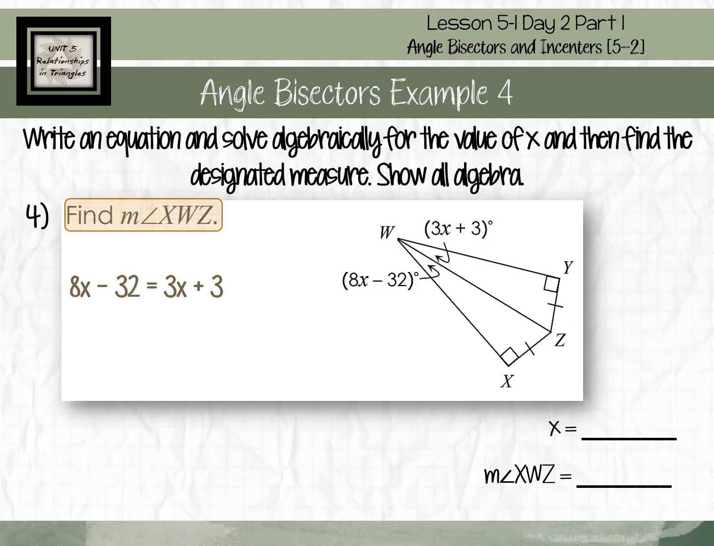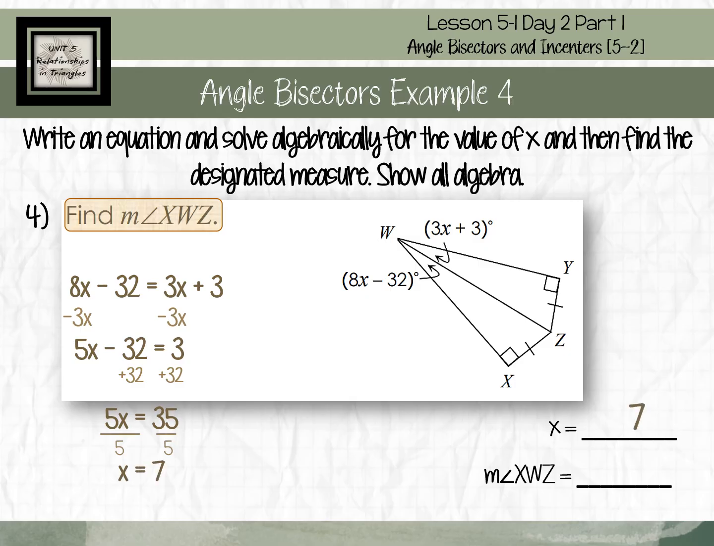8x minus 32 equals 3x plus 3. Move the smallest x, subtract 3x on both sides. 5x minus 32 is equal to 3. Add 32 to both sides. 5x is 35 and x is going to be 7.